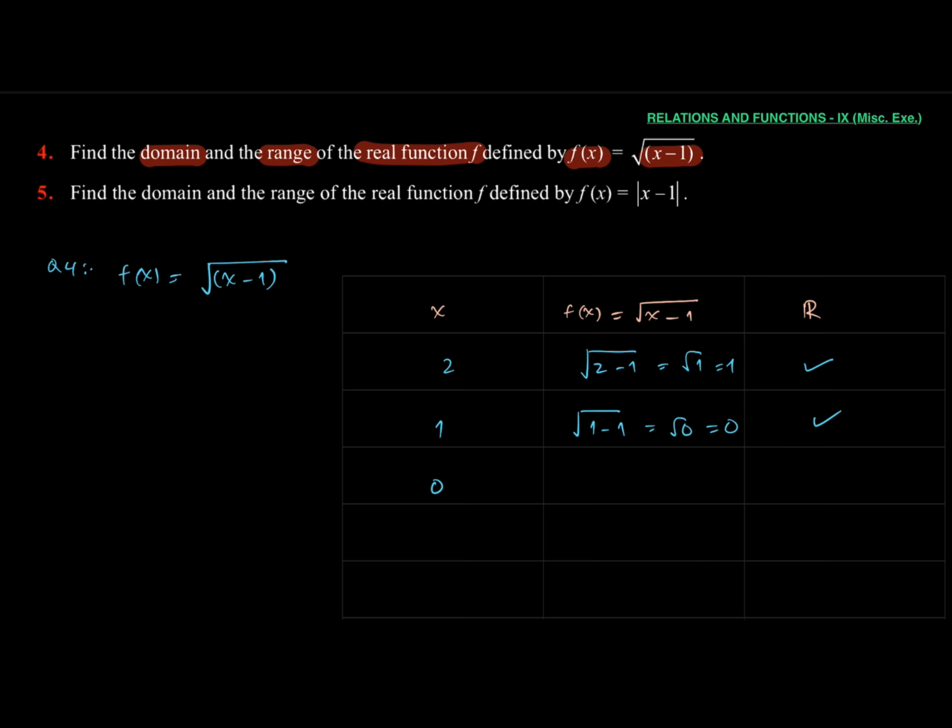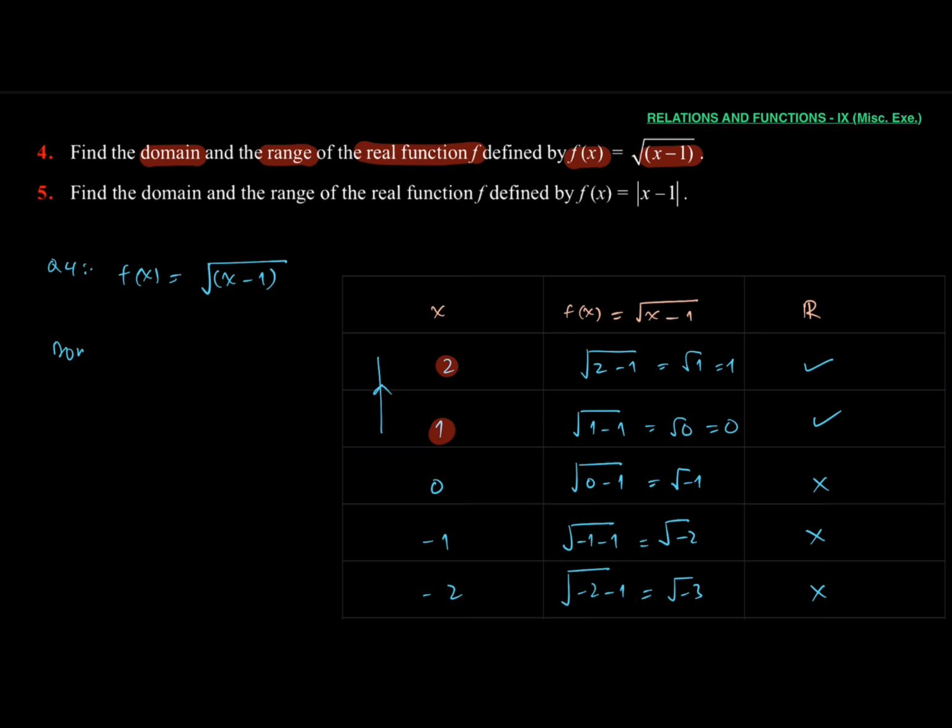Now for x equal to 0, we'll be having the square root of 0 minus 1, that will be equal to the square root of minus 1, and this one is not a real number. Similarly, for negative 1, we'll be having the square root of negative 1 minus 1, and this will be equal to the square root of negative 2, which is again not a real number. And for negative 2, we'll be having the square root of negative 2 minus 1. This will be equal to the square root of negative 3, which again is not a real number. So here one can observe that values of x can be greater than or equal to 1, as at these very points, our output will be a real number.